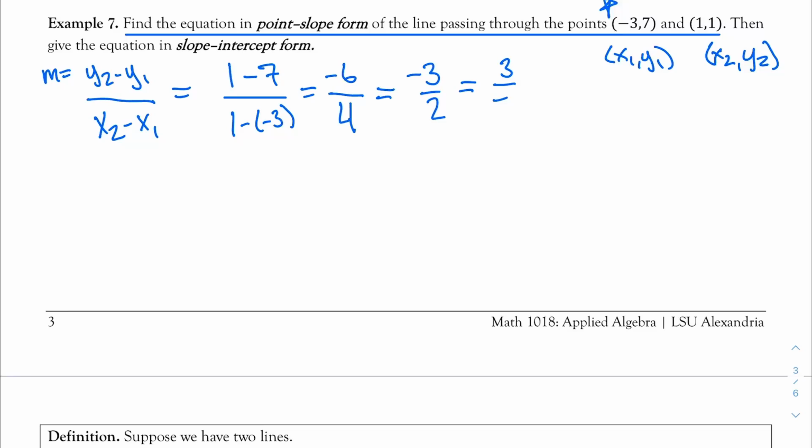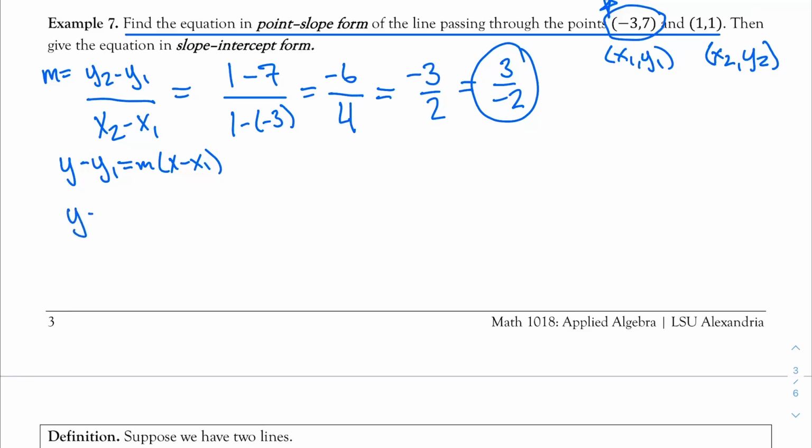So I have the slope. Now that I have a point and I have the slope, I can go ahead and use point-slope form. My point-slope form, once again, is y minus y1 equals m times x minus x1. If I identify this point, negative 3, 7, to be my point of choice for x1, y1, and this to be my slope, then I just plug in the blanks.